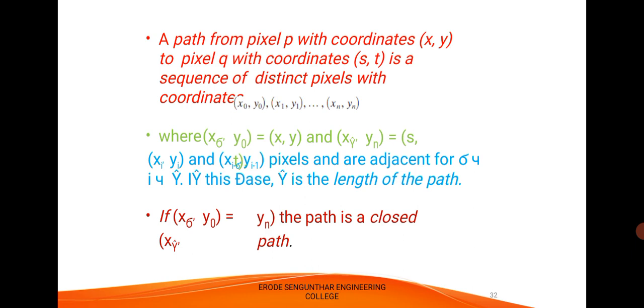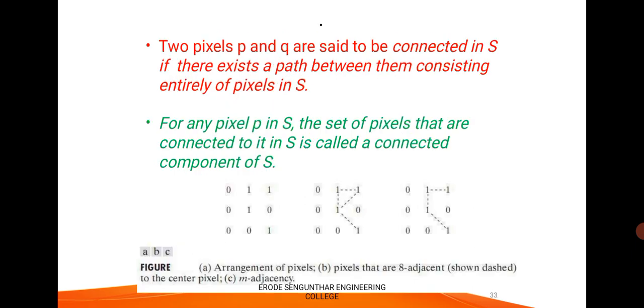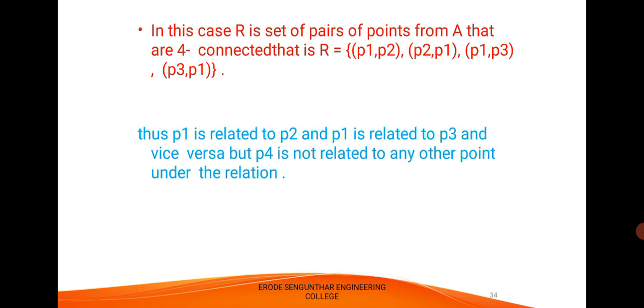A path from pixel P with coordinates x comma y to pixel Q with coordinates x comma t is a sequence of distinct pixels with coordinates x naught y naught, x1 y1, till xn yn. Two pixels are said to be connected in S if there exists a path between them consisting entirely of pixels in S.